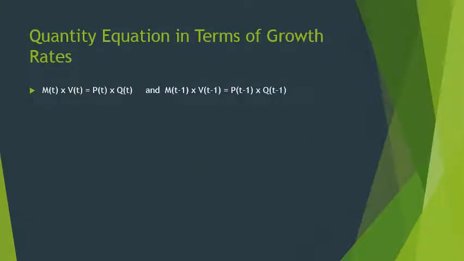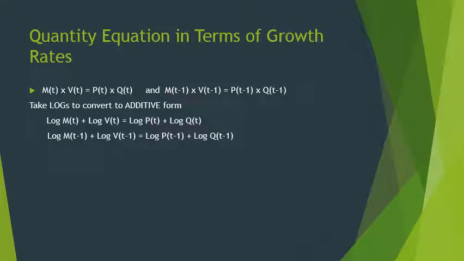The issue becomes much clearer when we convert the quantity equation into a logarithmic form, because the multiplicative effects become additive effects. So here's the quantity equation in product terms. I have M times V equals price times quantity, and this holds for both the current period and the last period. Current period is indicated by T, last period is by T minus 1. Now we can take logs to convert this into additive form. So I have log M plus log V equals log P plus log Q. Same holds for the last period.